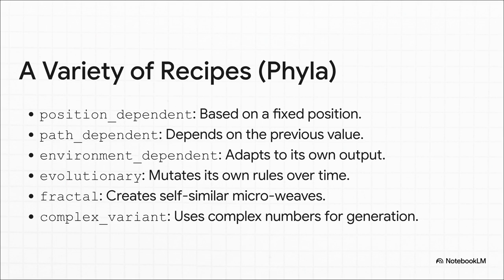You've got phyla that are super predictable, like position dependent, and then you have others that are way more chaotic. There are methods here based on evolution, fractals, even on the data's own environment. This is so much more than just random number generation. This is systematic, deliberate pattern creation.